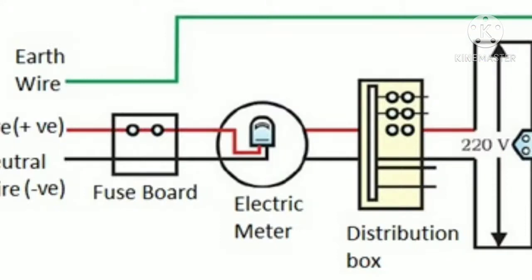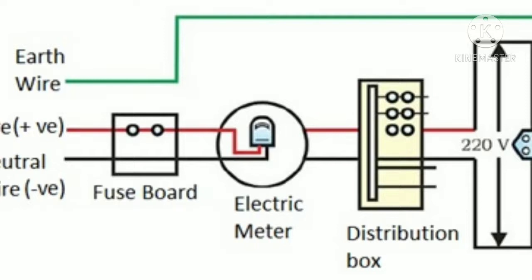This is the domestic electric circuit. Here we can see the different colored wires: earth wire, live wire and neutral wire. Usually the earth wire has green insulation, the live wire red insulation, and the neutral wire black insulation. From the transmission lines or electric poles, the live wire and neutral wire are connected to the fuse board, then to the main box, and from the main box to the distribution box. From the distribution box, it is connected to the different appliances. The potential difference between the live wire and the neutral wire is 220 volt.